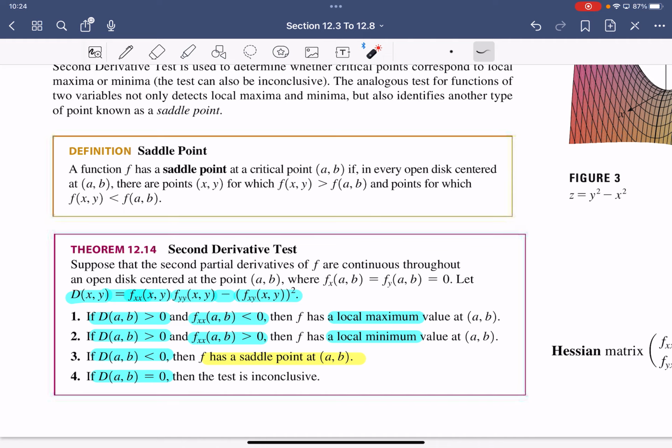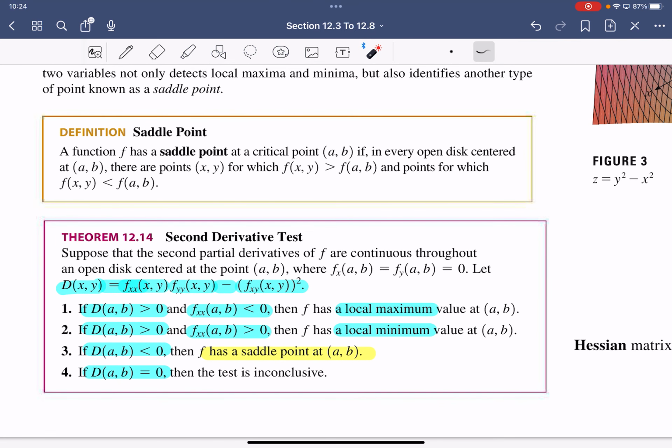So once you get the critical point, we're gonna compute your D here, and then you look at the value of D first, greater than 0 or less than 0. Less than 0 means you get a saddle point, bigger than 0 means it is going to be max or min. D here is sometimes called the discriminant.